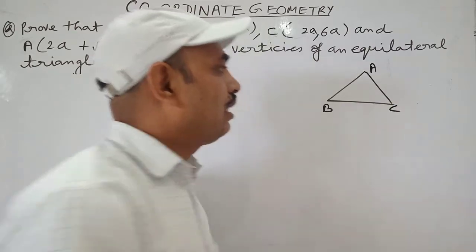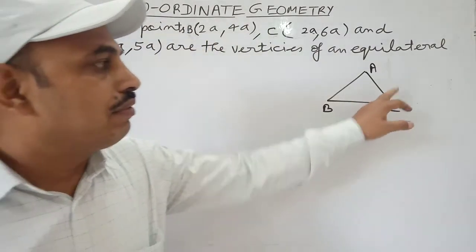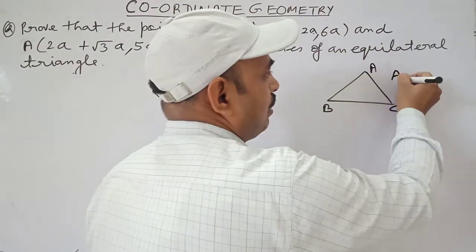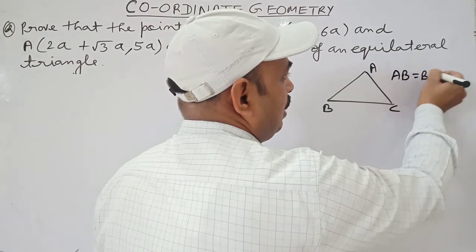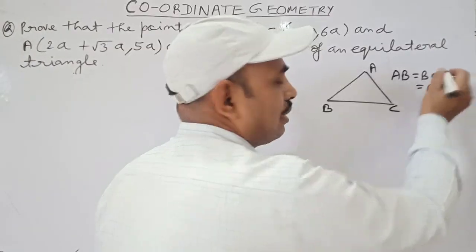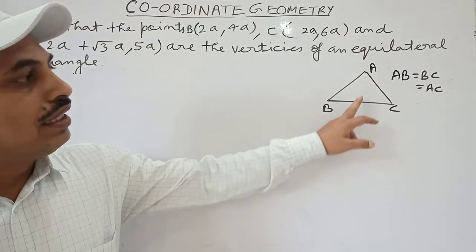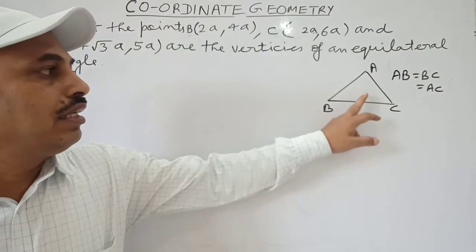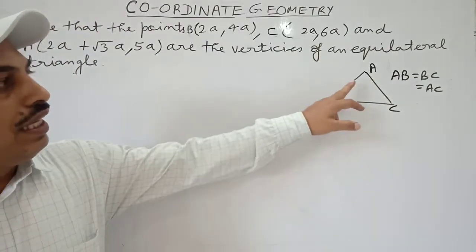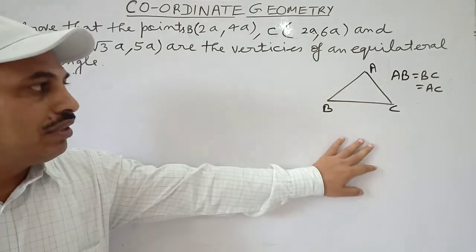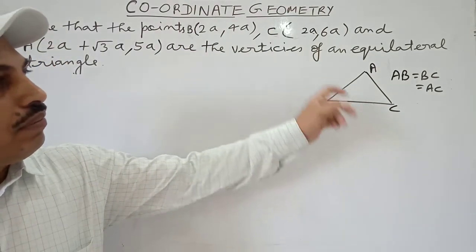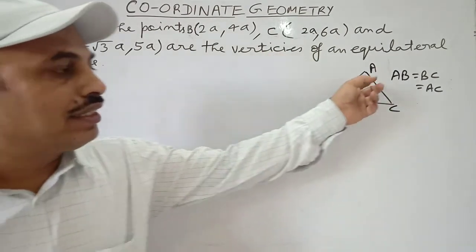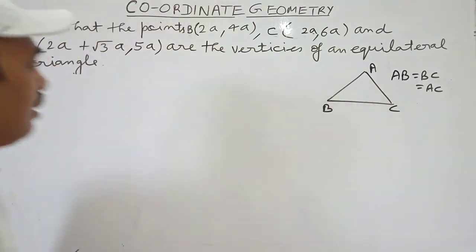If AB equal to BC equal to AC, then the triangle will be equilateral. So we will find the length of all sides in this question. Then we will prove that this triangle is an equilateral triangle.